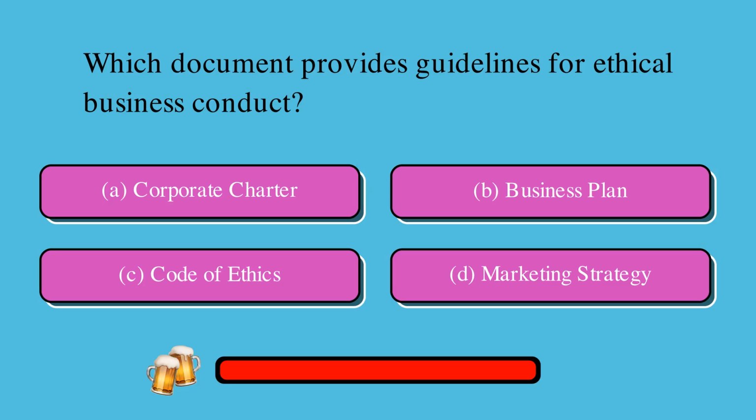Which document provides guidelines for ethical business conduct? Is it A, Corporate Charter, B, Business Plan, C, Code of Ethics, or D, Marketing Strategy? The correct answer is C, Code of Ethics.